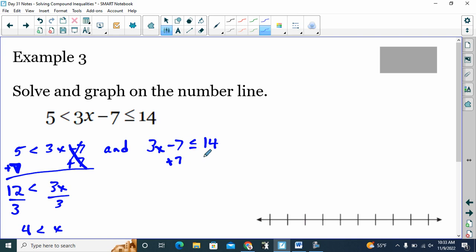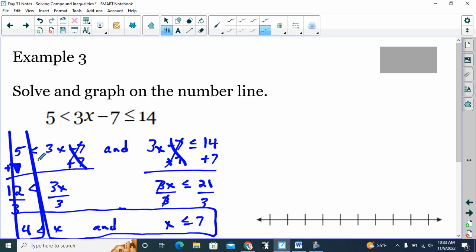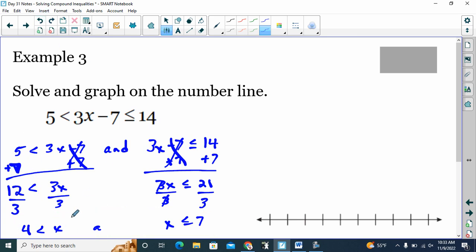This one, add 7. Divide by 3. Make sure we put and in our solution. Oh, what happened there? That's doing something crazy. Anyway, x is greater than 4 and x is less than or equal to 7.